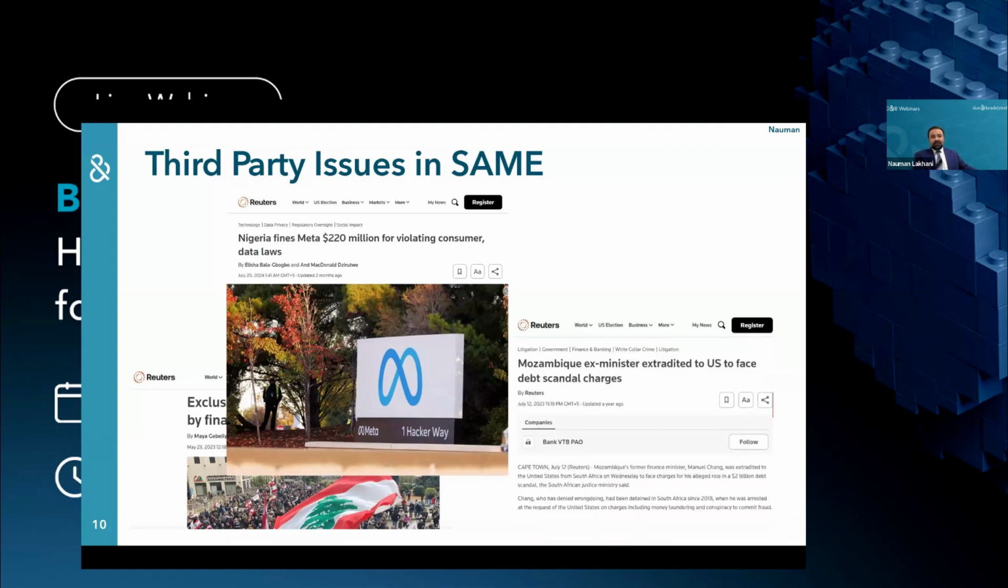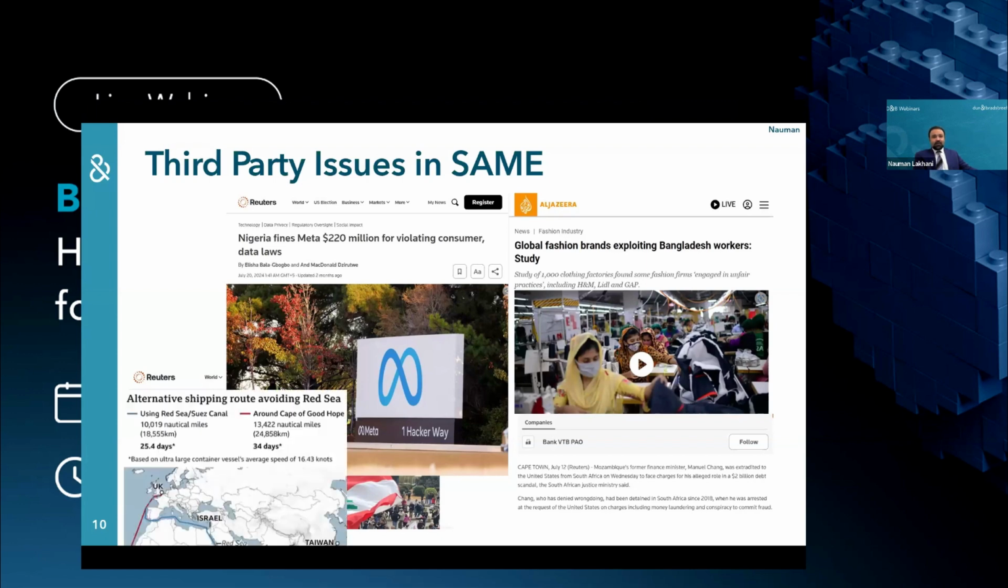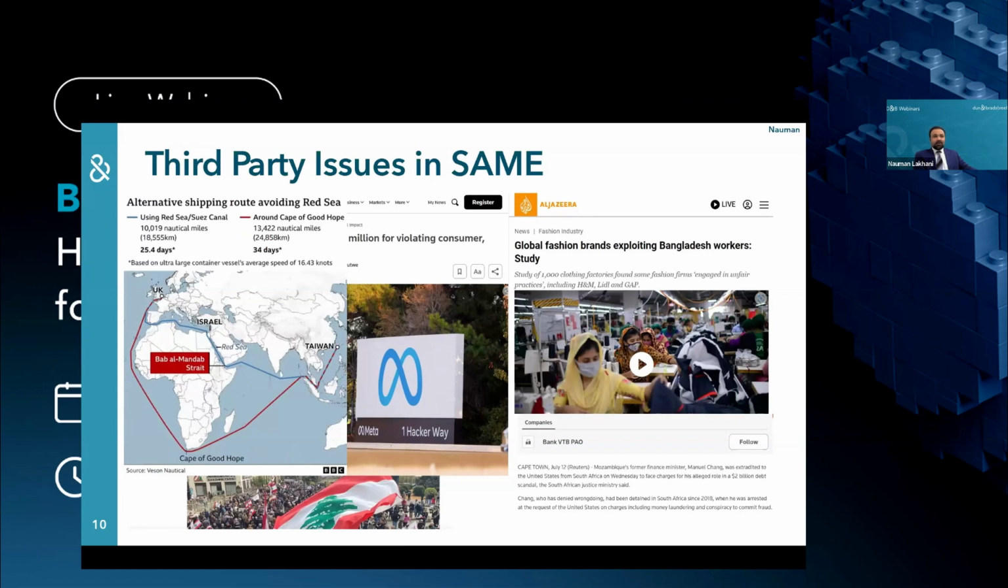Then, of course, we have other African examples, such as Mozambique, with debt scandal charges. Or we look at, let's say, Bangladesh as an example, where there is sustainability or ESG risk from a global fashion brand exploiting Bangladeshi workers, and those kinds of areas which have been covered as well. So those are some of the issues that we wanted to highlight at our end.